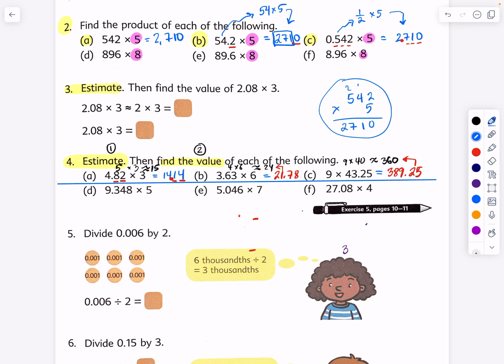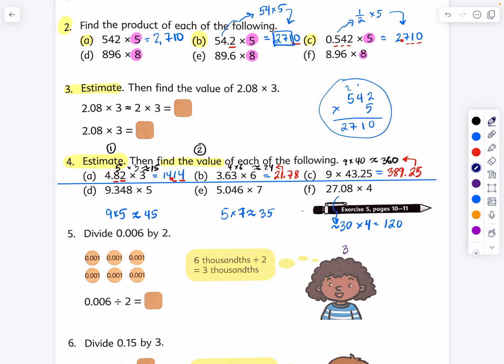So let's see. First, let's estimate 9.348. It's about 9 times 5. We should get a product that is close to 45. In question E, we have 5 and 46 thousandths times 7. Well, it's about 5 times 7, and the product should be about 35. And finally, for F, we have 27. Well, I would round 27 very quickly to about 30. And 30 times 4 is about 120. We should have an answer around 120.